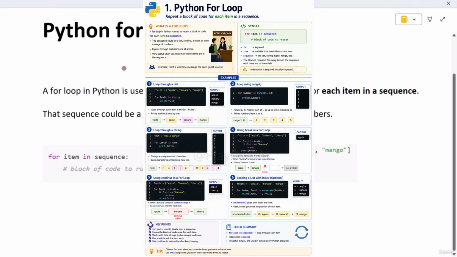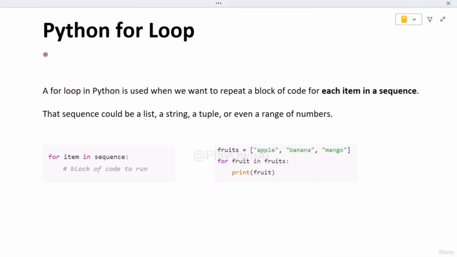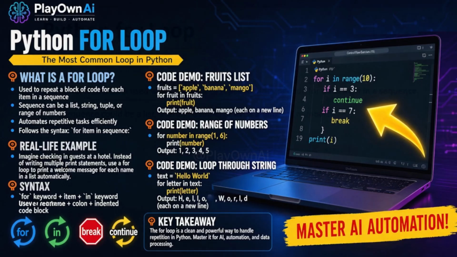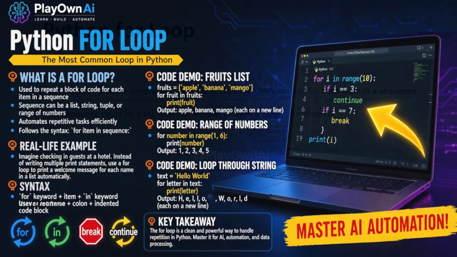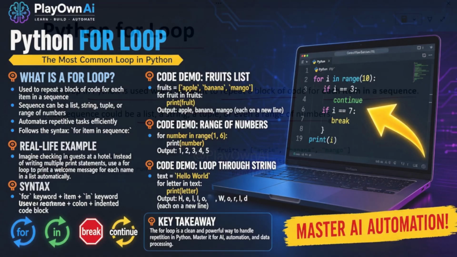1. Python for loop. One of the most commonly used loops in Python. Now, before we start typing code, let me explain what a for loop is and why it's so useful. A for loop in Python is used when we want to repeat a block of code for each item in a sequence. That sequence could be a list, a string, a tuple, or even a range of numbers.